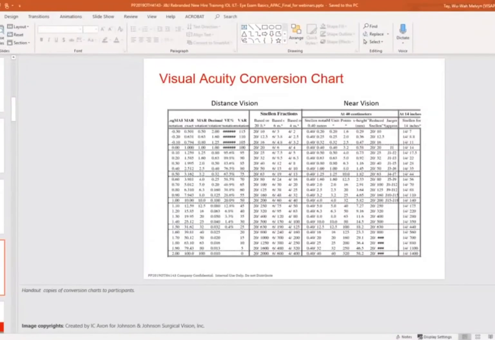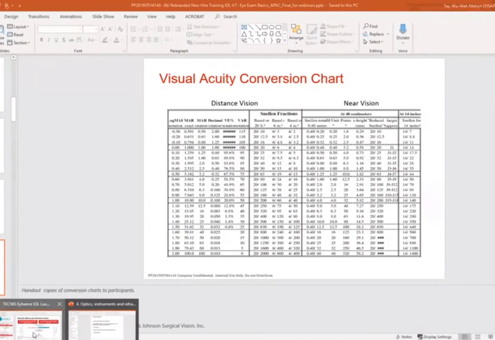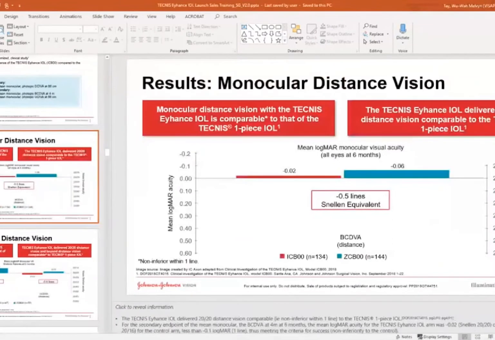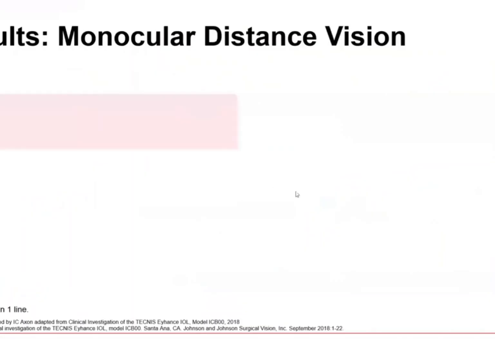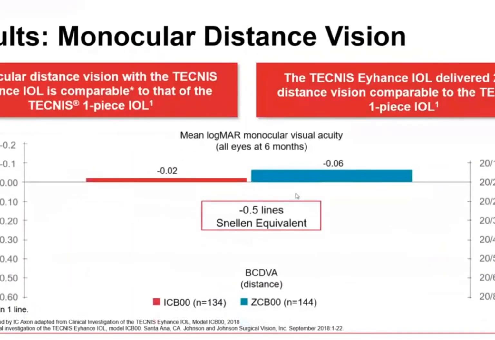So let me show you an example. I think you've seen this chart before. This was the recent clinical data shown for IHANS, and you can see that you've got Snellen acuity on one side here, but at the same time, we've also shown the logMAR acuity on the other side. So as you can see, there is a correlation of Snellen and logMAR. Just different ways of representing visual acuity.